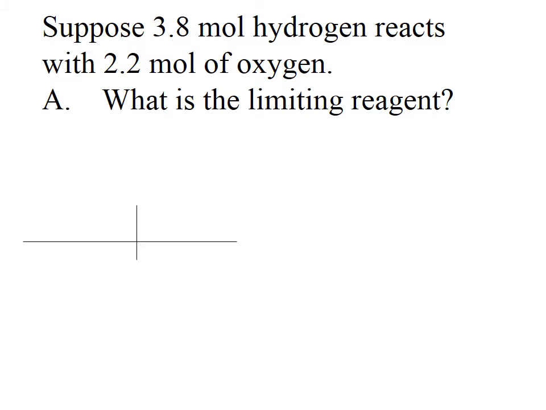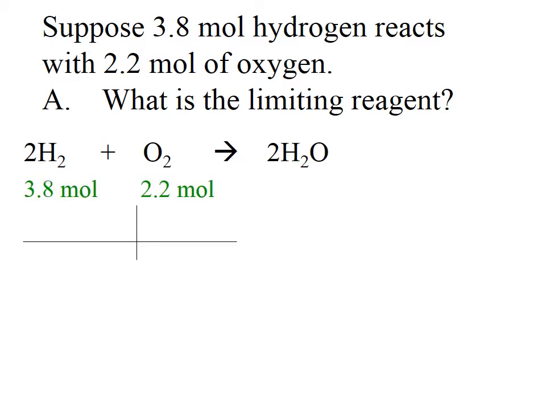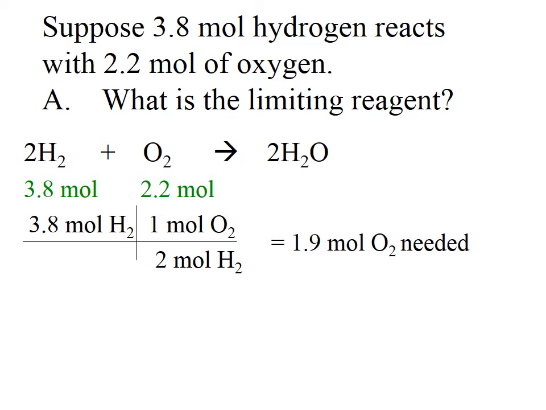So we can do this in a different way also. We can look at our moles based on the moles given. We can see how many moles of oxygen is required to react with this number of moles of hydrogen. So we're going to ignore the 2.2 and start with the 3.8. Then we look at the mole ratio of oxygen to hydrogen. So we need 1 mole of oxygen to react with 2 moles of hydrogen. So that means we need 1.9 moles of oxygen.